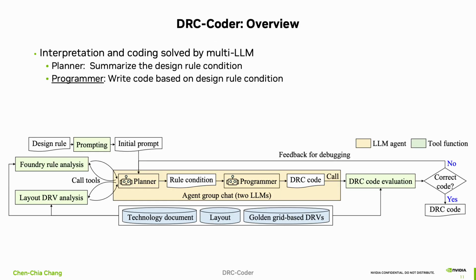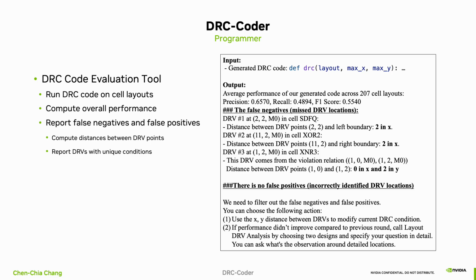After the planner generates the rule condition, there is another LLM called the programmer. It will, based on the rule condition, write out the DRC code. And then this DRC code will automatically call the DRC code evaluation function to check the alignment of our grid-based DRV with the golden DRV that is output from the commercial tool.